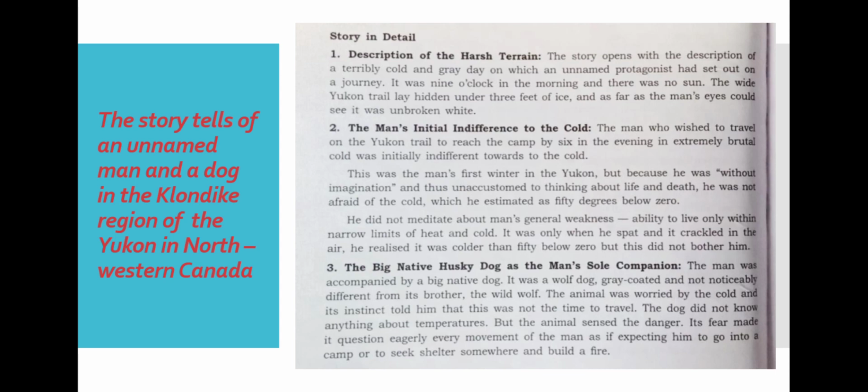An unnamed protagonist planned to travel across the Yukon Territory. Okay, now it was a story about an unnamed protagonist. Now what was his plan? To travel across the Yukon Territory in temperature 75 degrees below zero, though initially estimated at 50 degrees below zero.